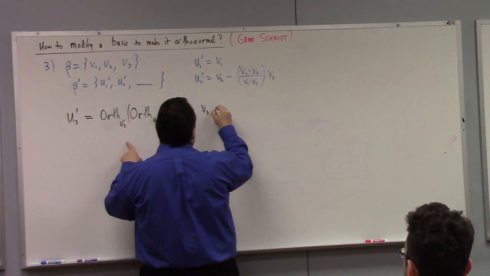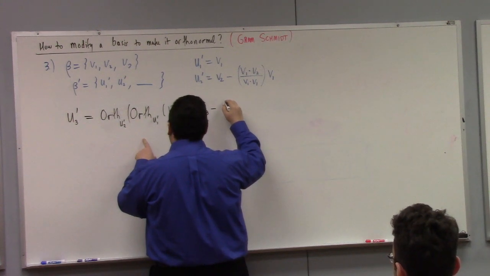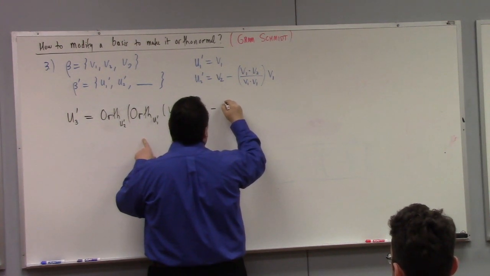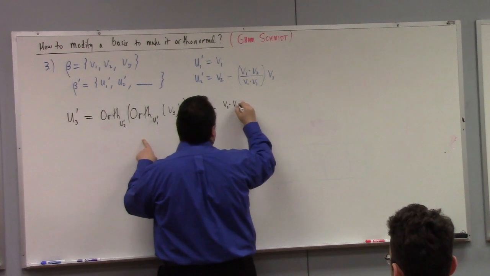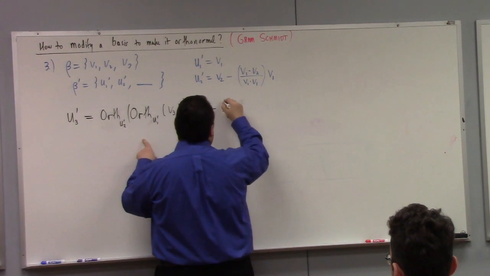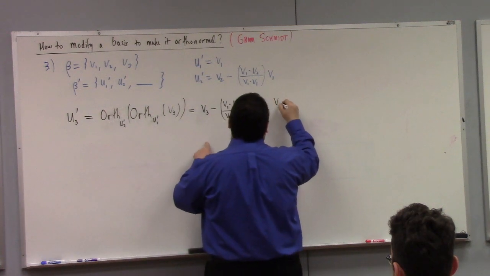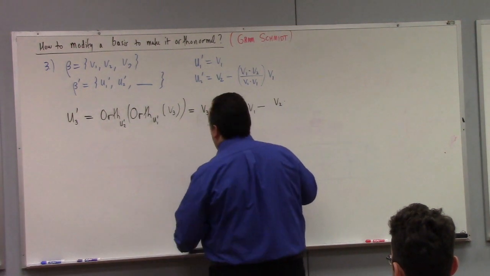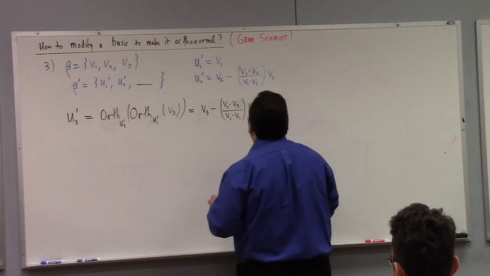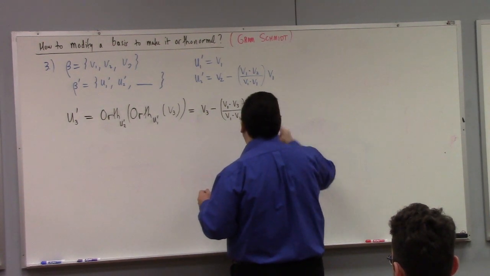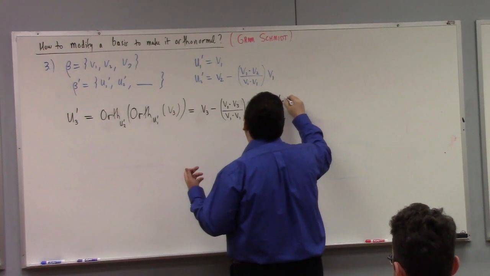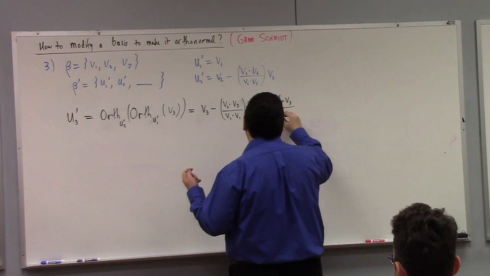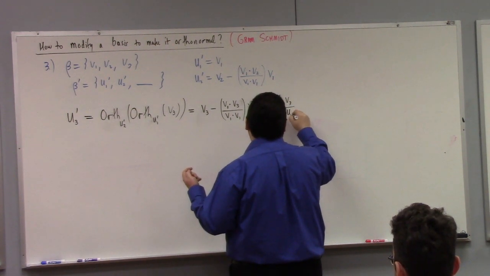It works out to v3 minus, oh goodness gracious, v1 dot v3 over v1 dot v1, minus, oh, my bad, sorry guys, I'll get it eventually, u2 prime dot v3 over u2 prime dot u2 prime.